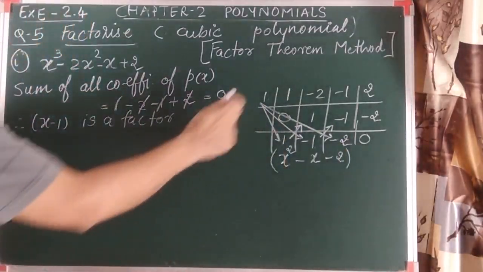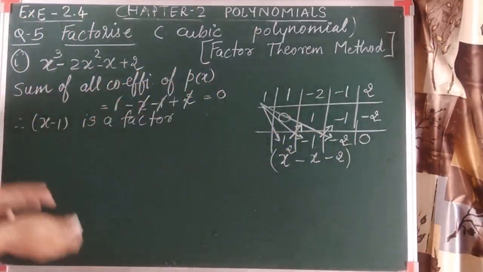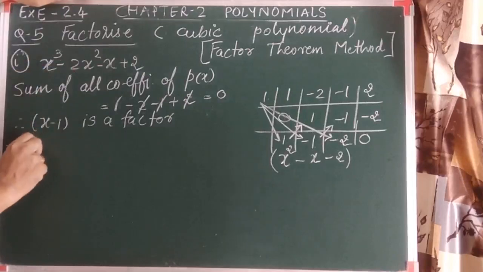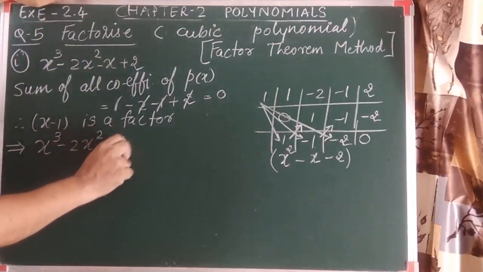अब this is what we have done, the rough work, but it is very important to do this one. Let's come here. अब इसके फैक्टर्स निकालेंगे. So let's write the question again. x cube minus 2x square minus x plus 2.